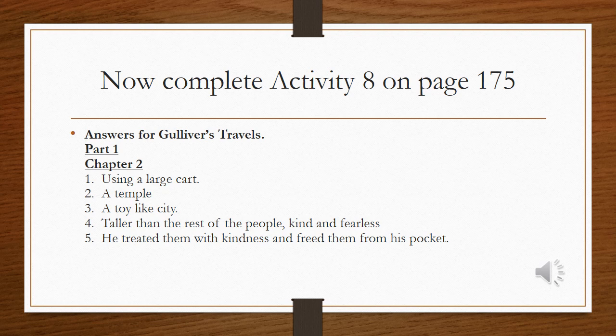Now we will mark Gulliver's Travels Part 1, Chapter 2. Number 1, using a large cart. Number 2, a temple. Number 3, a toy-like city. Number 4, taller than the rest of the people, kind and fearless. And 5, he treated them with kindness and freed them from his pocket.